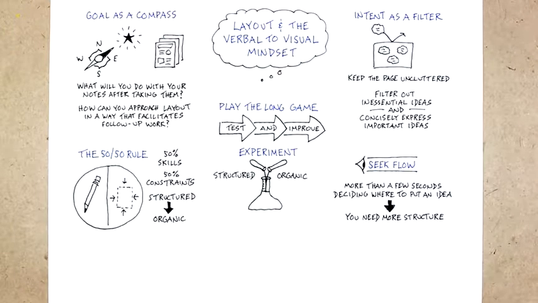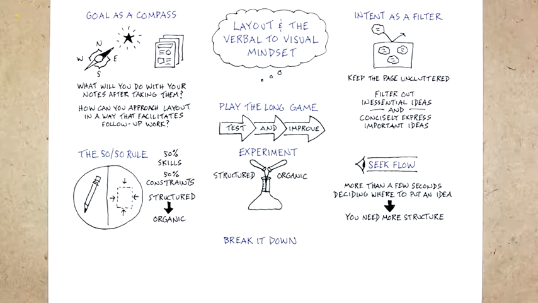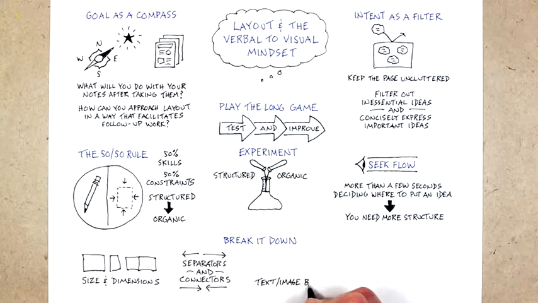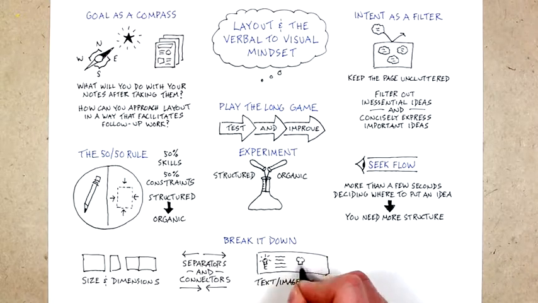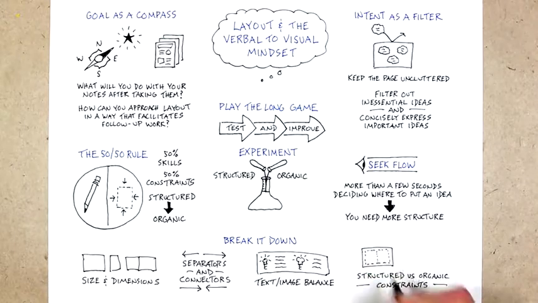And finally, as you have seen throughout this entire module, you can break down the topic of layout into these factors: the size and dimension of the page that you're writing on, the techniques that you use for connecting and separating ideas, the ability to decide up front the way you'll balance text and image, as well as adding some degree of structural constraints to the page before sitting down to take notes.